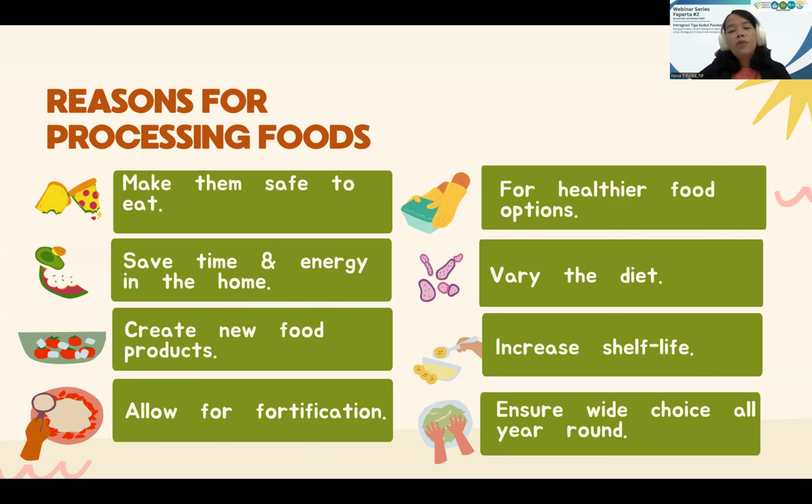Reasons for processing food. So the first is to make them safe to eat. Of course, we don't only eat, but we need to make sure that the food is safe. And the second one, we save time and energy in the home, which already started during the 19th century. So it's more convenient for people at the time. And to create new food products and allow for fortification as well. For the healthier food option, vary the diet, increase the shelf life of the food, and ensure the right choice all year round.